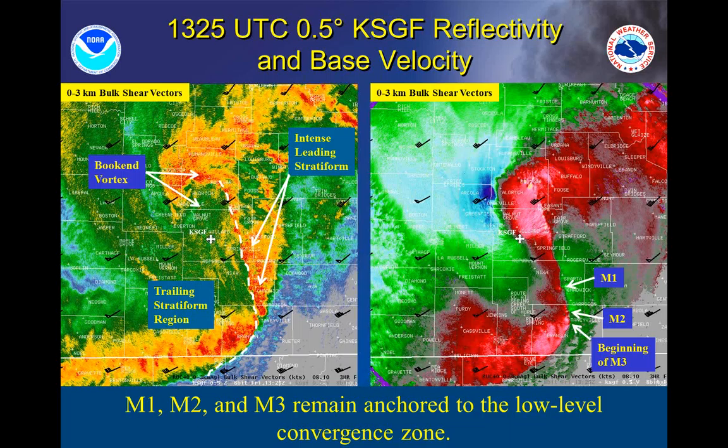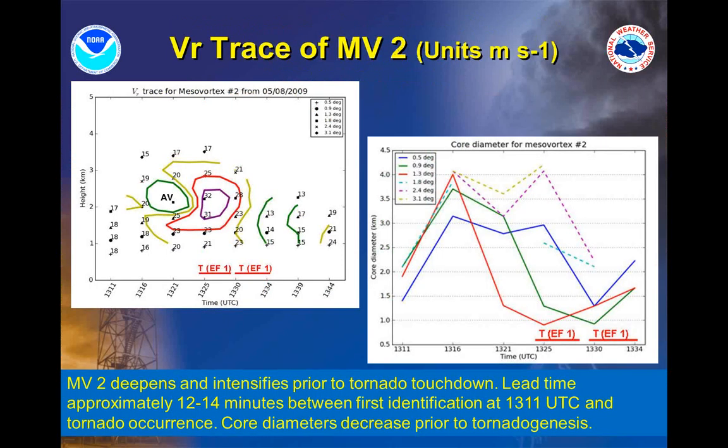Finally, one more thing to point out. Party already seen it there. Just an incredible bookend vortex signature up to the north there. 100 knot plus velocities or so just above the ground. Again, I mentioned the wide swath of wind damage there as we started looking at this case study. Okay, you can go on to the next slide.